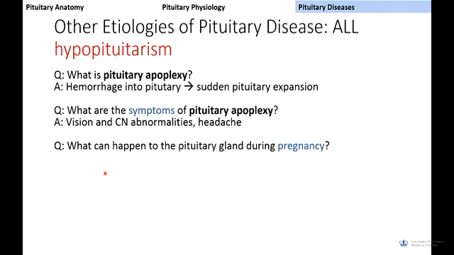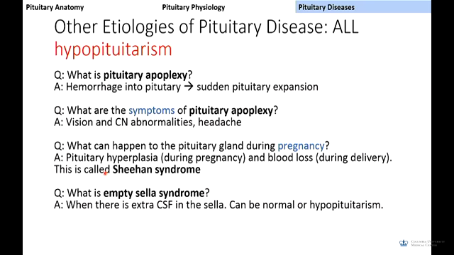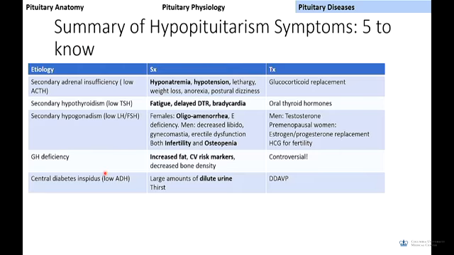During pregnancy, we can have hyperplasia of the pituitary gland, and then blood loss during delivery, so that's called Sheehan syndrome. Leads to infarction of the pituitary. Empty sella syndrome, the sella is not actually empty, it has extra CSF in it, and that can lead to either normal function or hypopituitarism. And then these are a summary of the hypopituitarism symptoms to know.